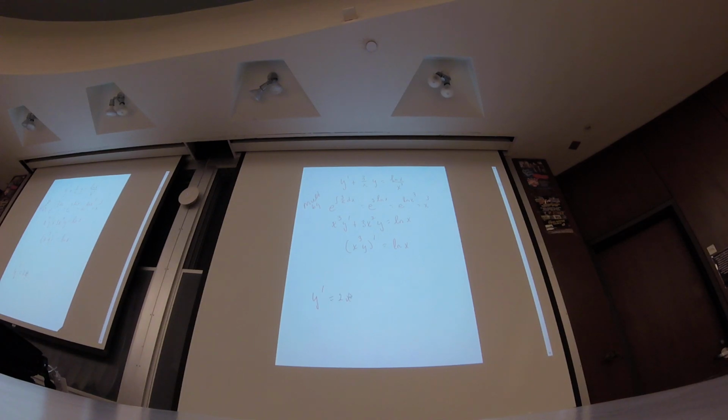If y prime is 2x, you would tell me that y is x squared plus c, right? If y prime is 2x, y had to be x squared plus a constant. Well, it's the same situation here. The derivative of this thing is log x. So this function here, x cubed y, must be the integral of log x, which is log x minus x plus c. Then divide by x cubed to get y. And there's the general solution. This is how you do it.